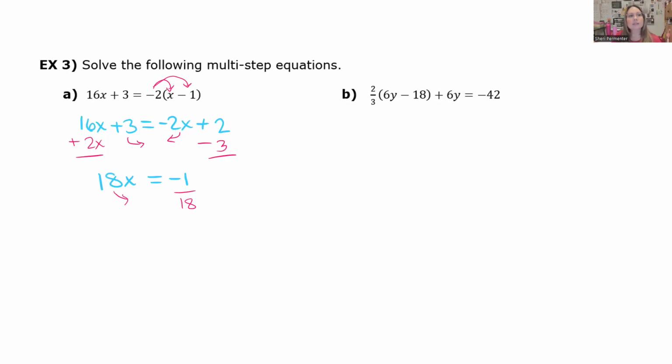Okay, 1 does not divide by 18, and that is all right. Our answer is negative 1/18, and we just box it and call it a day. Don't give me decimals. You don't have any fractions on your homework. That's nice.